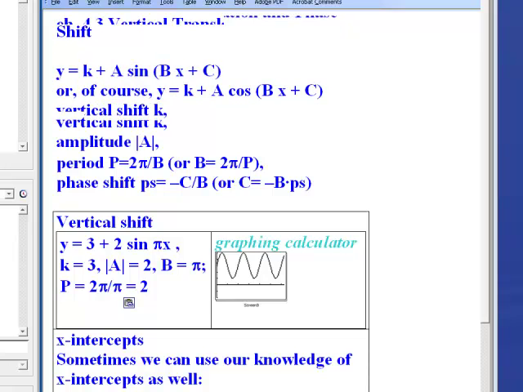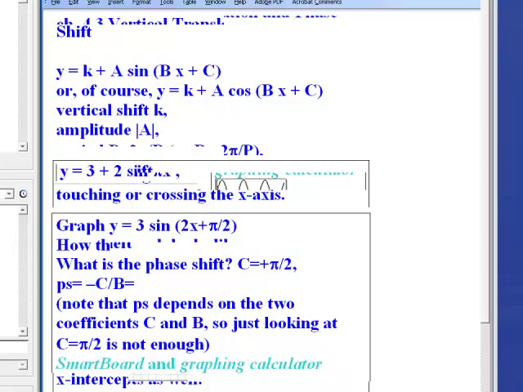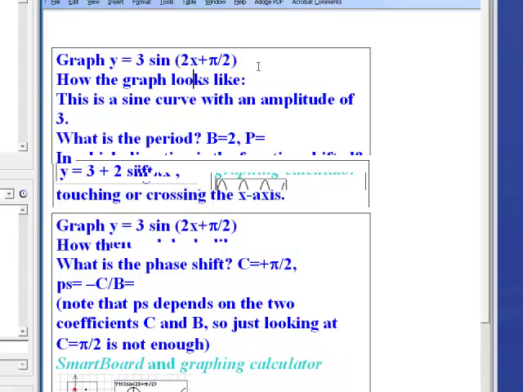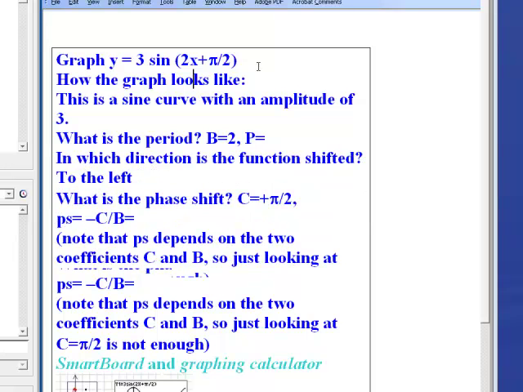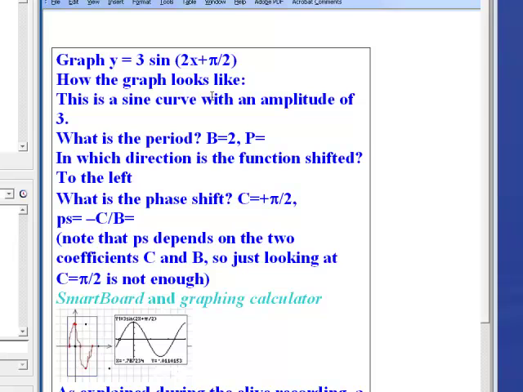Okay, let's do another example. So graph y equals 3 sine of 2x plus pi over 2. And this is how the graph looks. It's a sine curve with an amplitude of 3. The absolute value bars, I think I'll put them in later once I find them again.